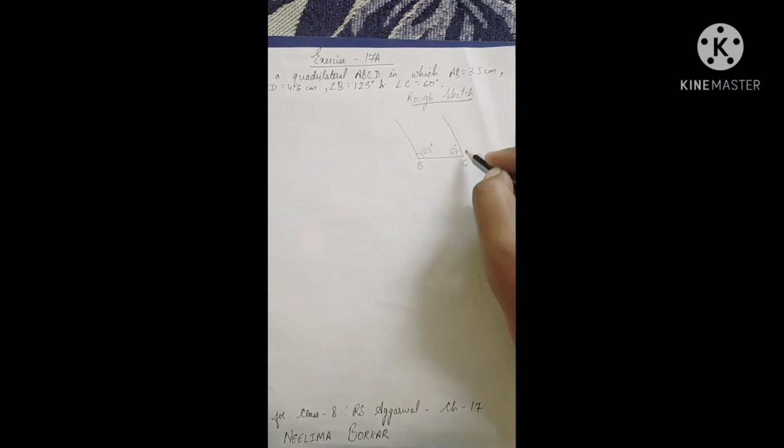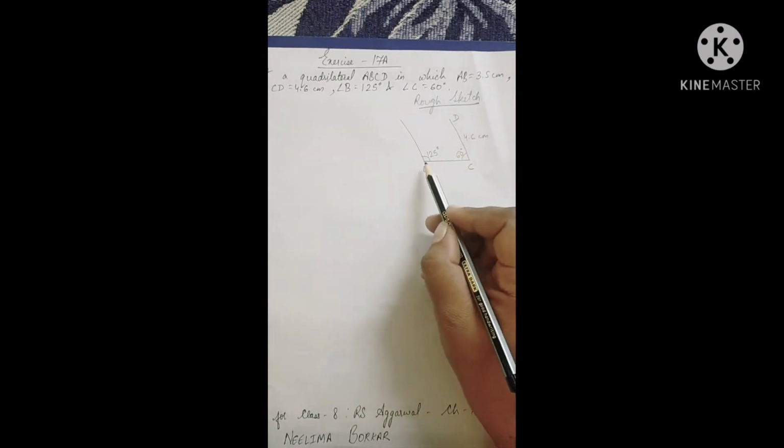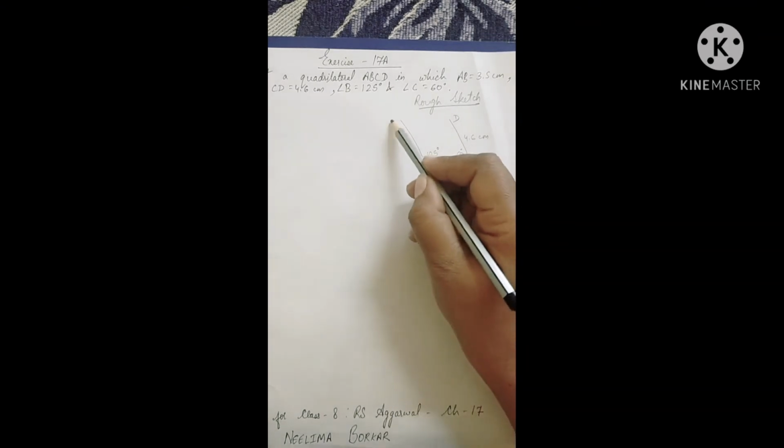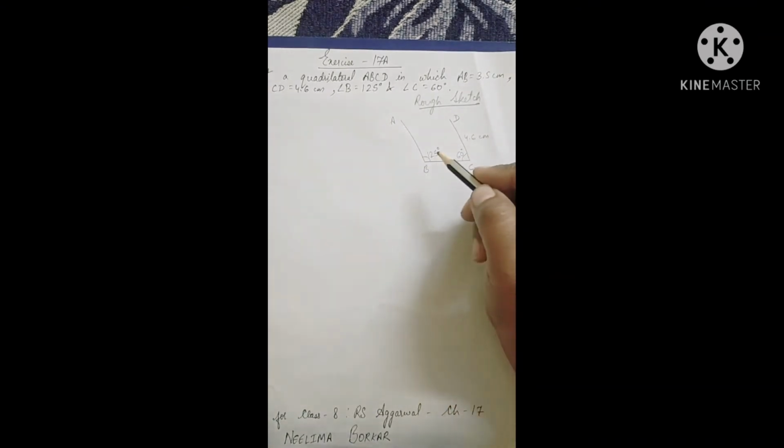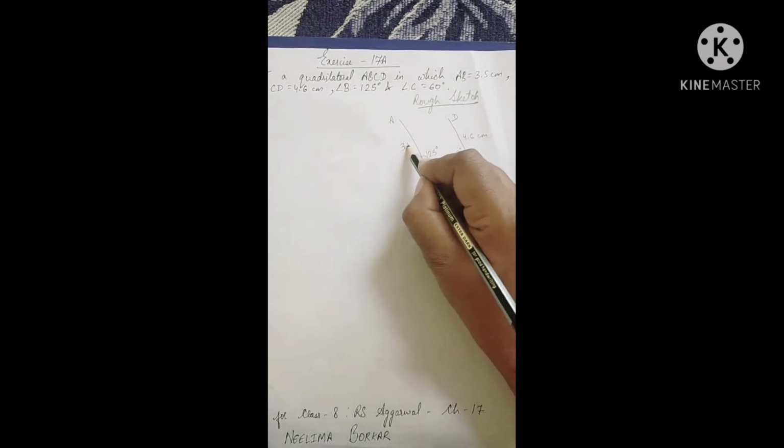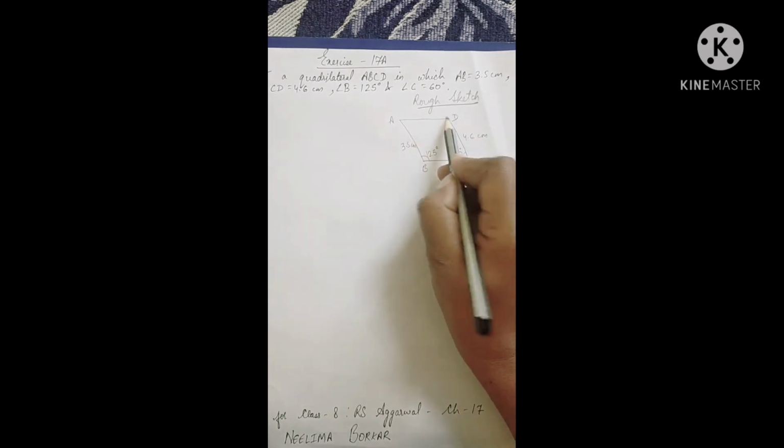Now we want CD. So obviously if this is BC, then here will be point D, and CD should be 4.6 centimeter. And if it is BCD, then the first point will be A, so it should be of 3.5 centimeter. And then join AD. So this will be the rough sketch.